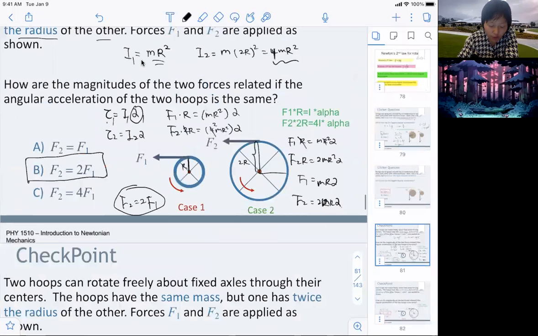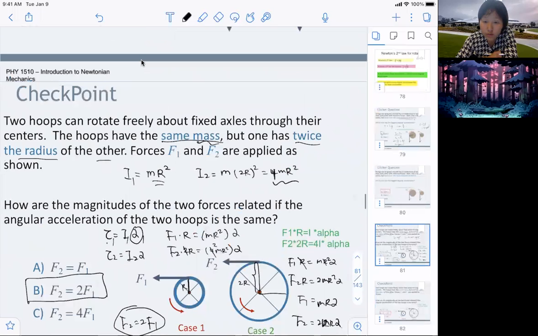Any questions so far? Are we good? So far, so good? All right. If we're good, we are going to move forward to a series of 3 questions in a row.